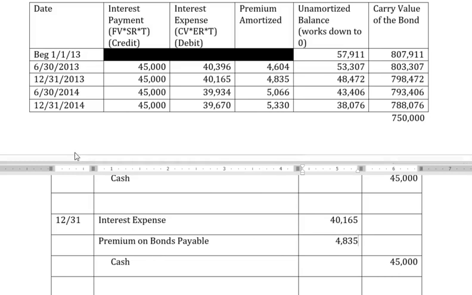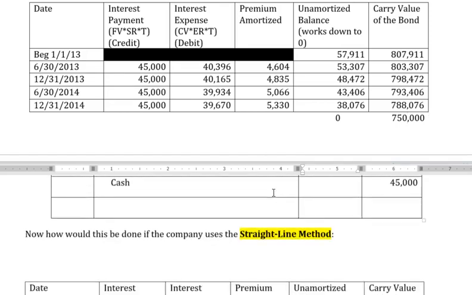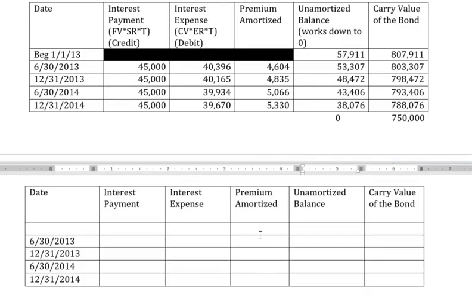Keep in mind the entry would be exactly the same every 6 months. The only thing that would change would be the split between the expense and the amortization. The expense will constantly go down with a premium bond, and the amortization will go up to where this account eventually equals 0, and this column will eventually equal 750 if you were to do all 10 interest payments or 5 years. Now let's look at this exact same problem, but let's do the straight line method.